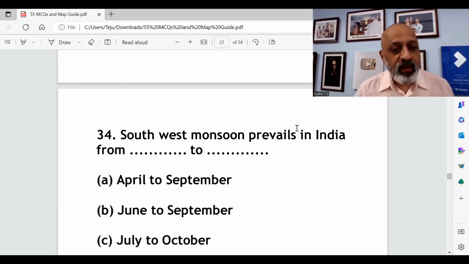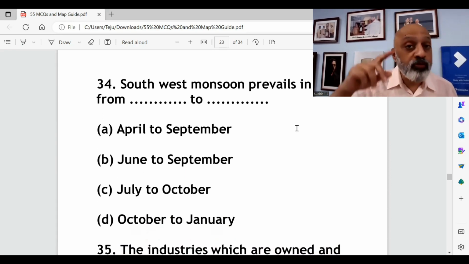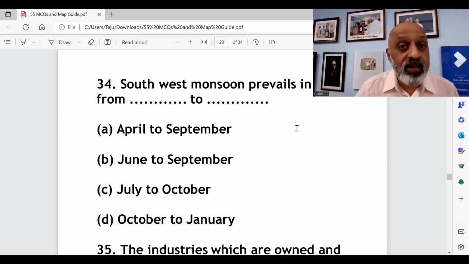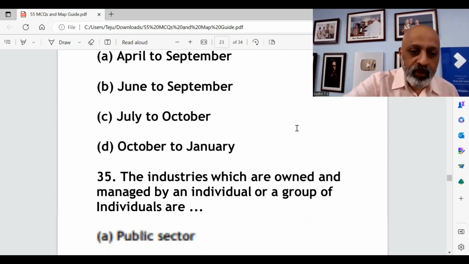Southwest monsoon prevails in India from dash to dash, from April to September, from June to September, from July to October, or from October to January. The correct answer is, batao, B, June to September.